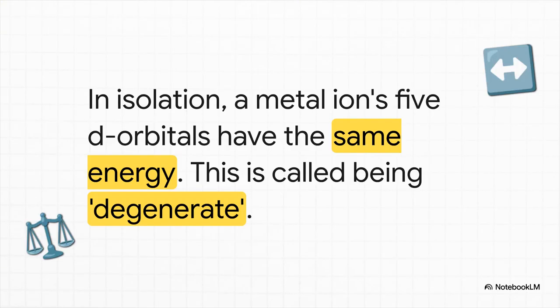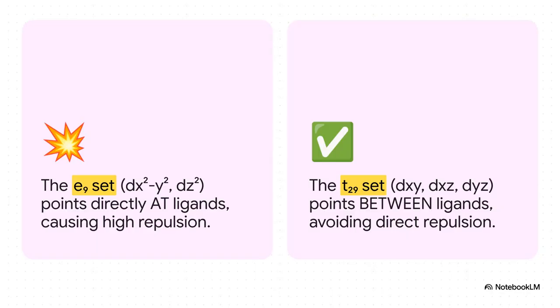First, picture a metal ion just floating out there in space, all by itself. In this state, its 5 d orbitals are all perfectly equal. They have the exact same energy. The fancy word for this is degenerate. Think of it like 5 identical apartments on the same floor of a building, all the same, all at the same level. But then the ligands arrive. Let's say 6 of them approach in a nice, symmetrical octahedral shape. Suddenly, things are not so equal anymore. 2 of those d orbitals, we call them the eg set, find themselves pointing directly at these incoming negative charges.